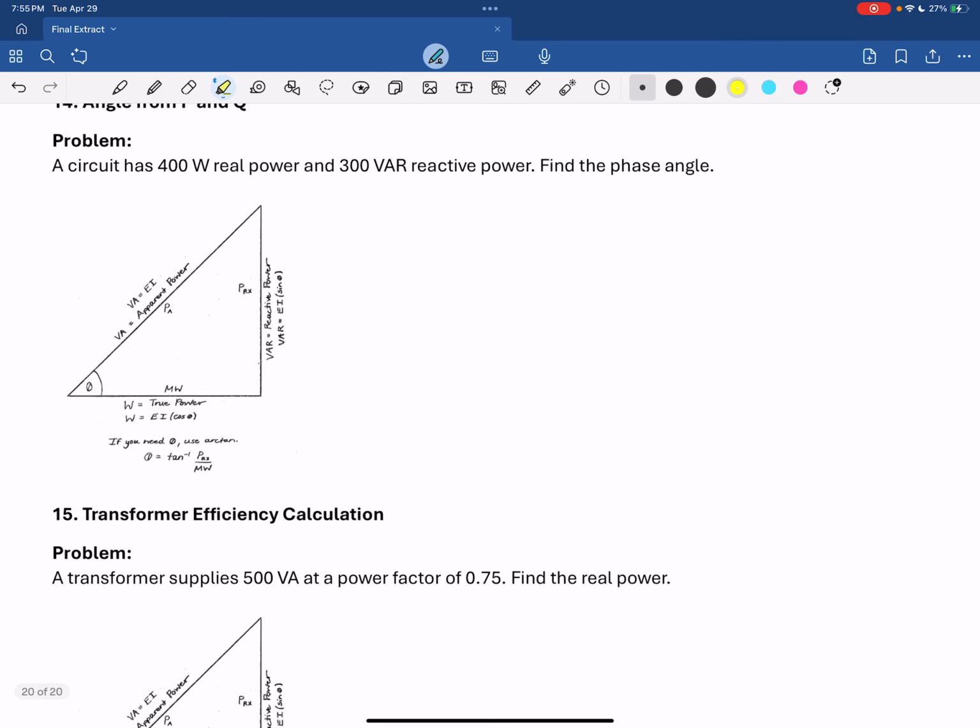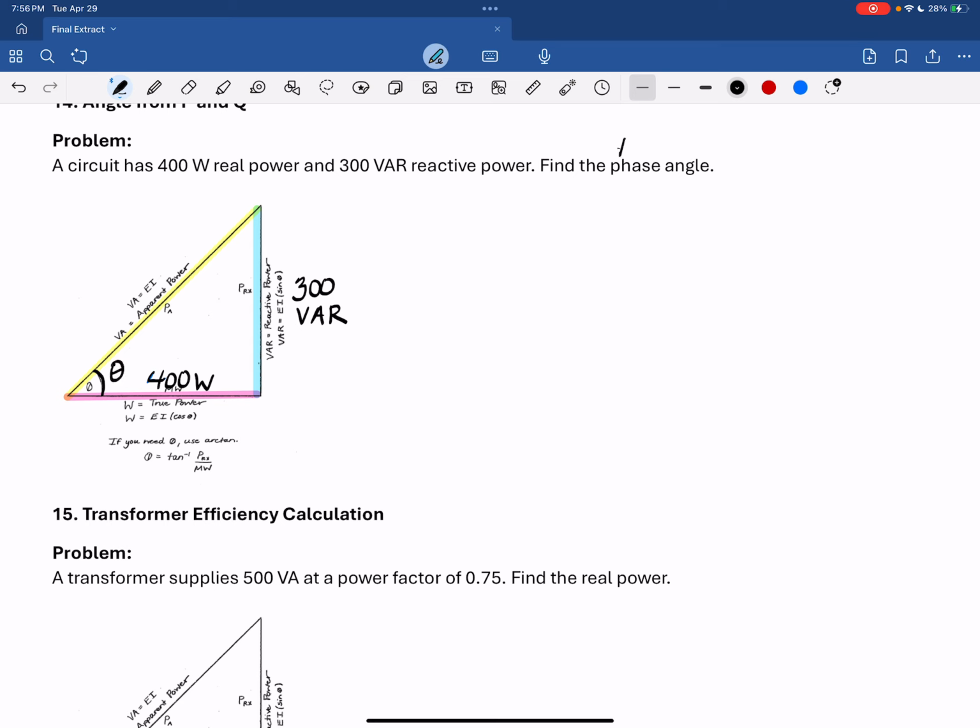Number 14. A circuit has a real power. Let me draw some colors here. I should have done this on the last one, but I won't go back and do it now. A real power. Where would you put real power? That's W, so that's going to be down here. Of 400 W. And VAR 300 for reactive power. And they want us to find the phase angle.